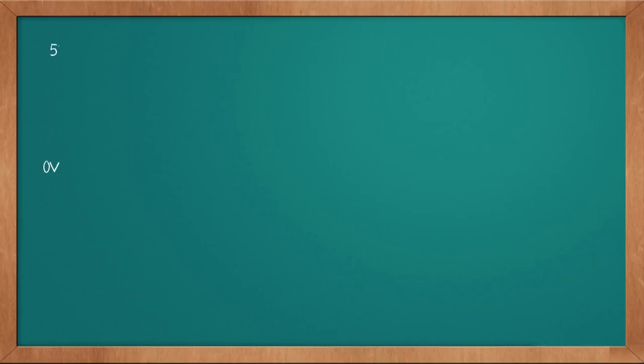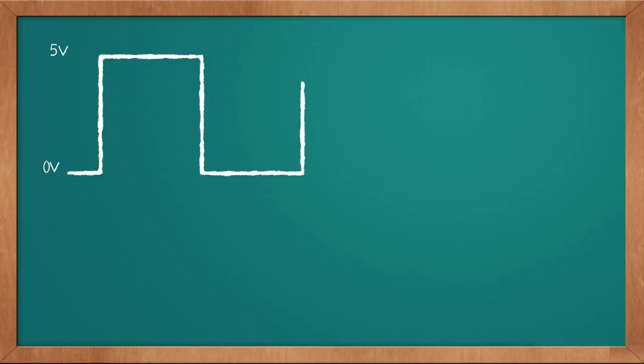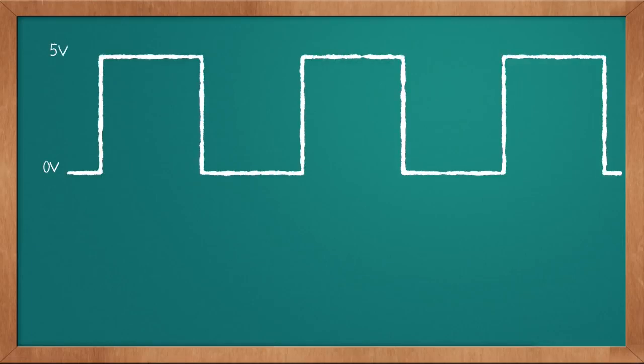Let's imagine a PWM signal that oscillates between 0 and 5 volts. Let's say this signal has a duty cycle of 50%. Something interesting will happen to the output voltage. Instead of being 5 volts as expected, it will now be 2.5 volts.